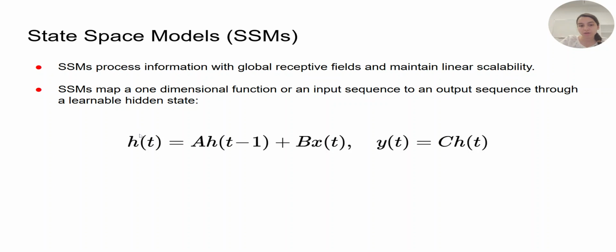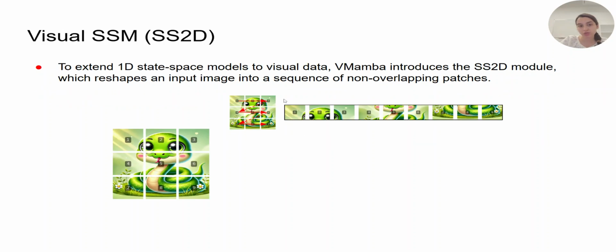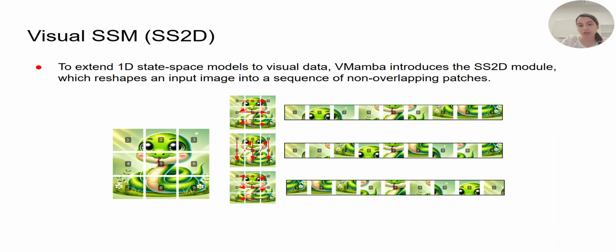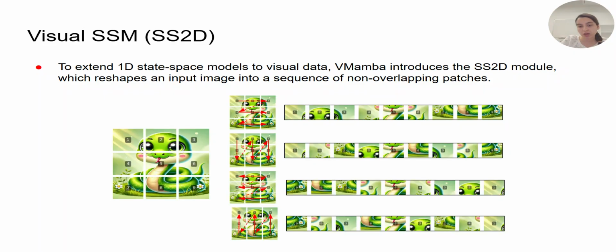VMamba converts this one-dimensional function to a 2D function that can process visual data as well, by using an SS2D module. This module reshapes an input image into a sequence of non-overlapping patches, and it will traverse these patches using four canonical directions, which are from left to right, top to bottom, right to left, and bottom to top.